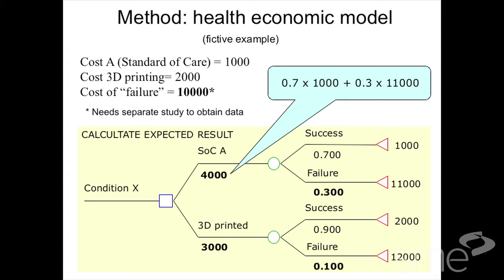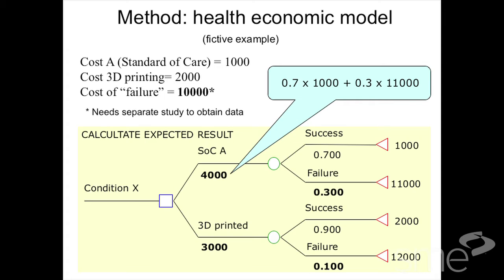We always compare to the standard of care, and in this case, we have a standard of care costing 1,000. Our innovative technology, 3D printing in this example, costs twice as much. If you have a success with the standard of care or with the technology, you only pay the price you had to pay to use that procedure. In the case of the standard technology, it's here 1,000. In the case of 3D printing, it would be 2,000.